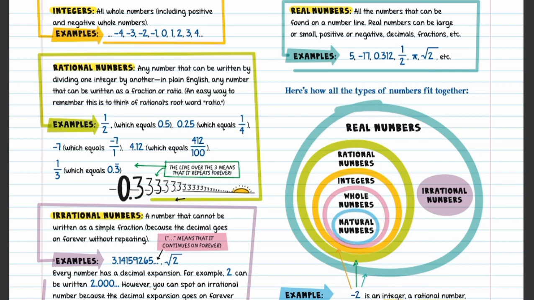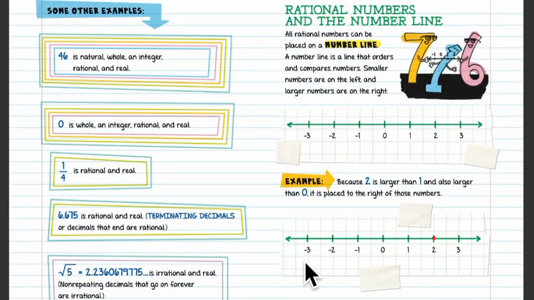-2 is an integer, a rational number, and a real number. Some other examples: 46 is a natural, whole, integer, rational, and real number. 0 is a whole, integer, rational, and real number. The fraction 1/4, with numerator 1 and denominator 4, is a rational and real number. 6.675 is rational and real.